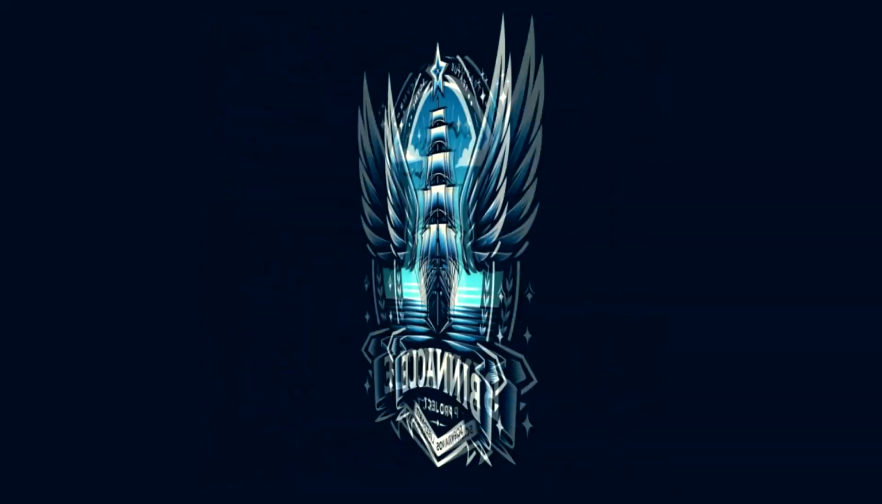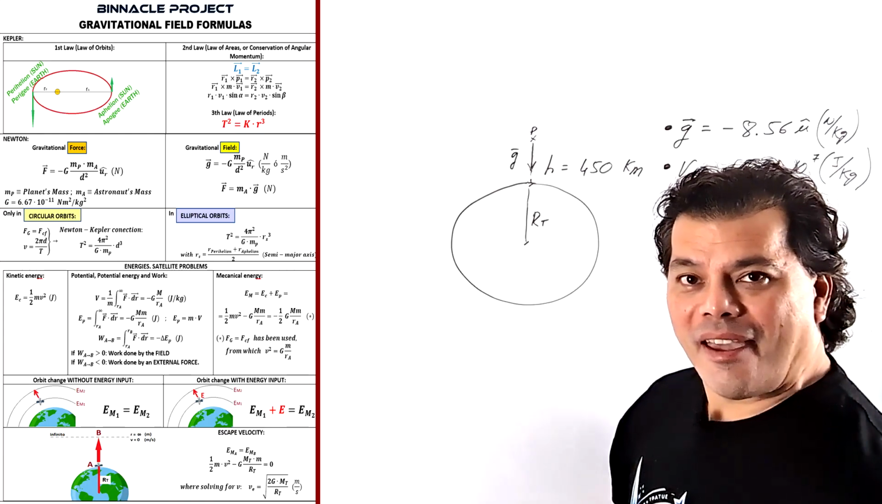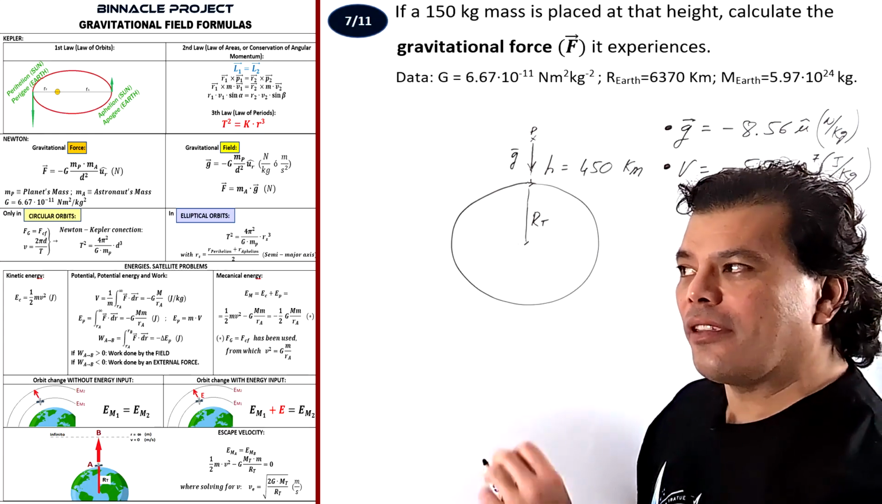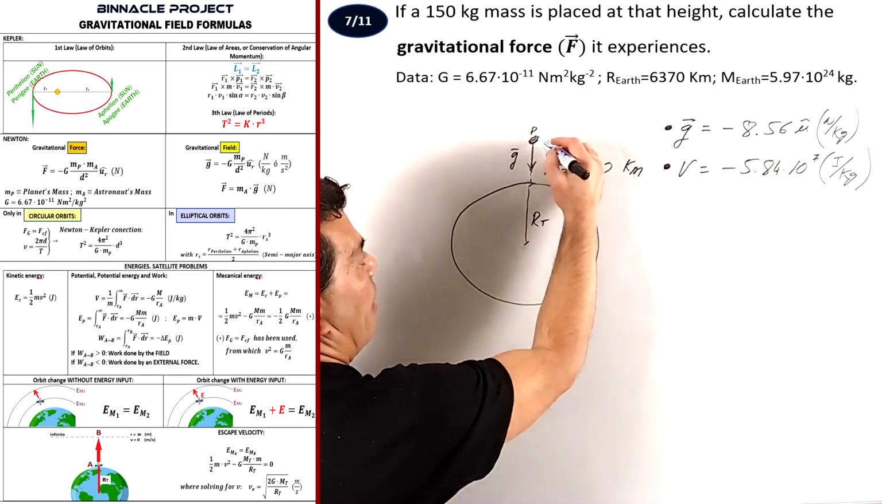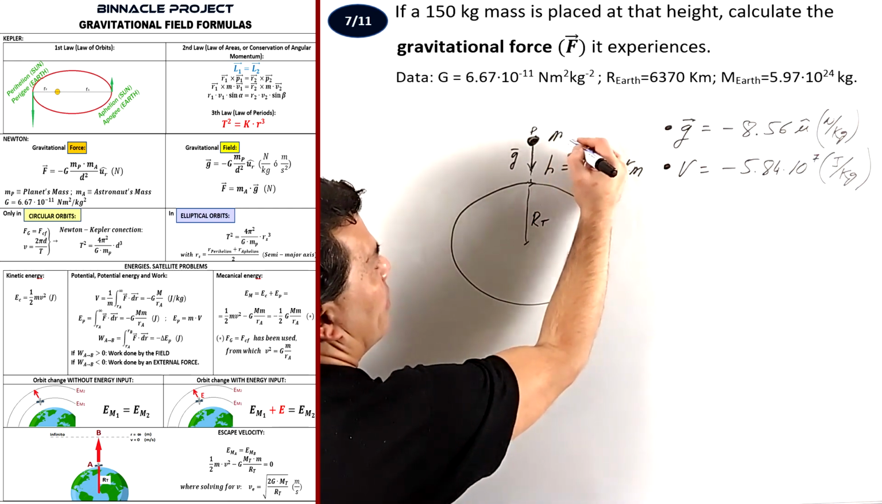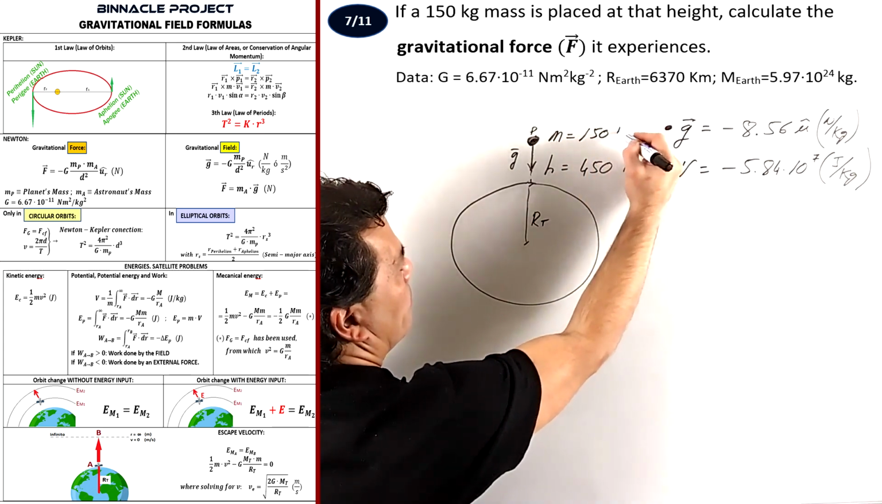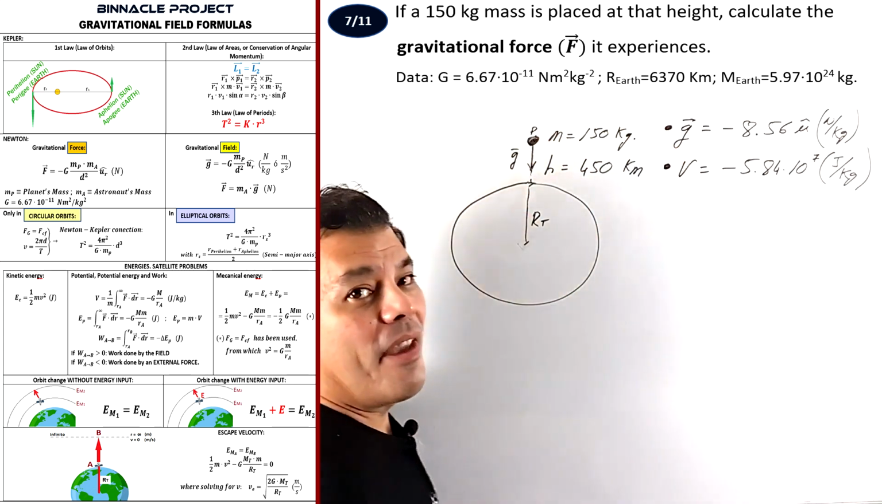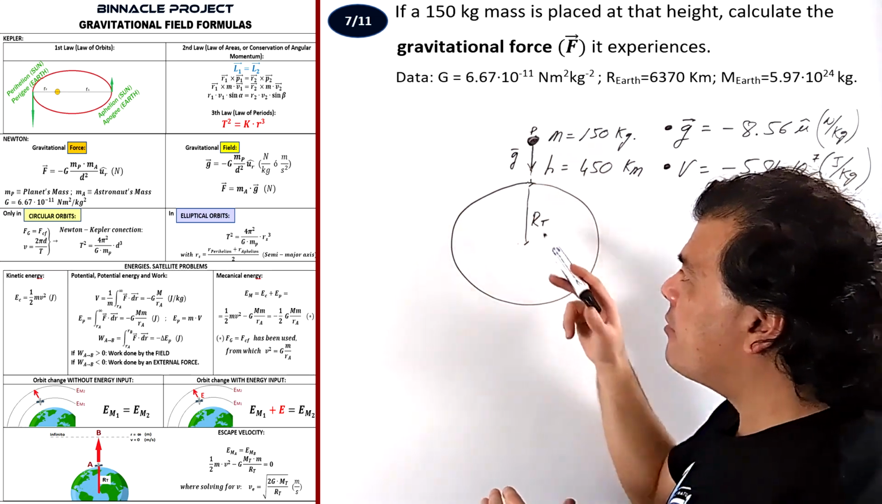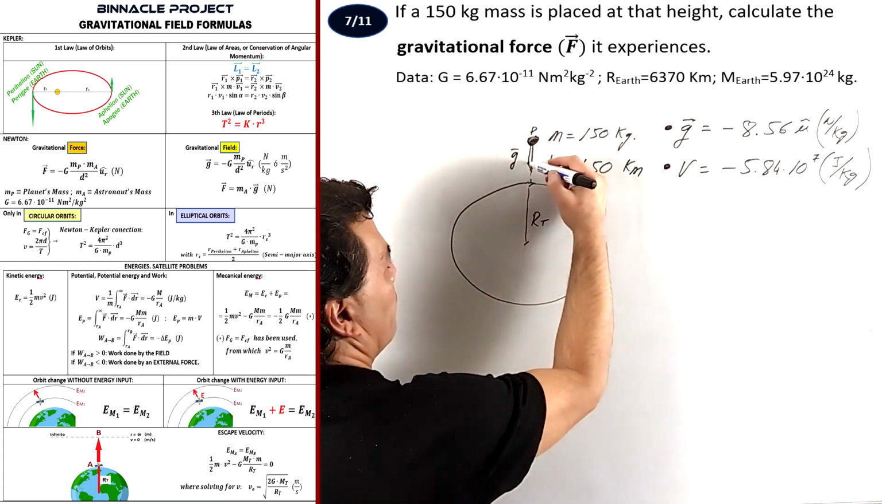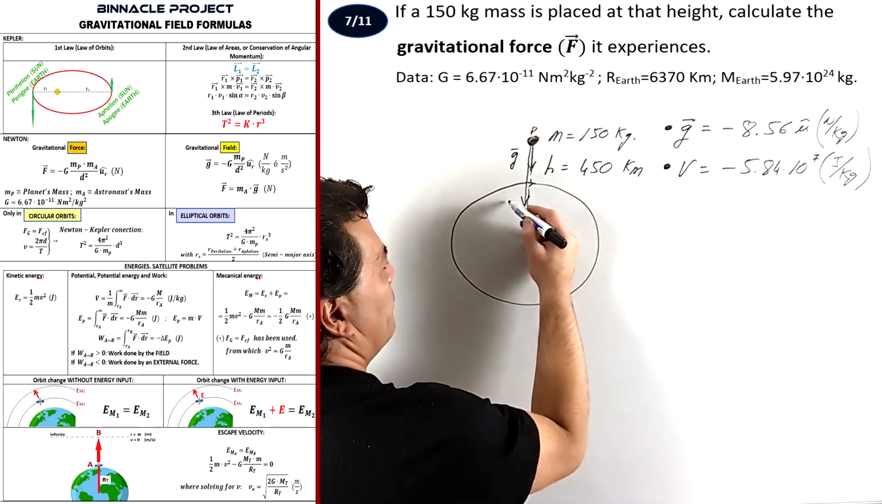Now they're telling us that they are placing a 150 kilograms mass at point P. This is a 150 kilograms mass at this point. So now automatically appears a force. There is a force attracting to the Earth. There you have it.